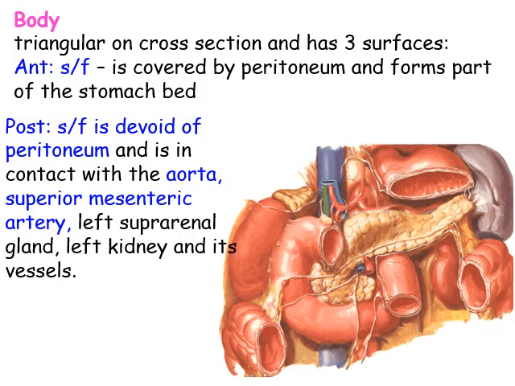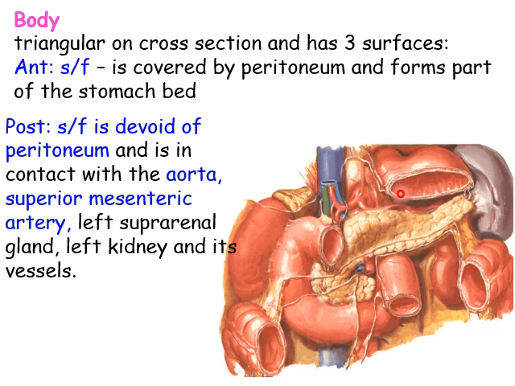Body. The body is triangular on cross section. It has 3 surfaces: anterior, posterior, and inferior. The anterior surface of the pancreas is always covered by peritoneum, but the posterior surface is not covered by the peritoneum. That's why it is called retroperitoneum. Here you can see the stomach bed. You must know what the stomach bed is. The stomach bed is the posterior surface of the stomach, where you can see many organs.